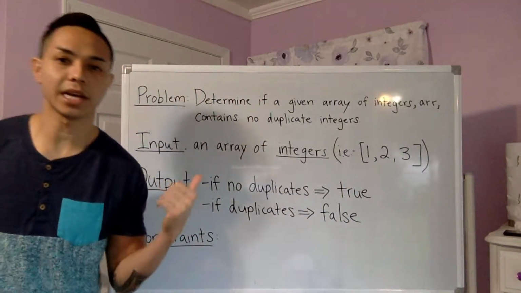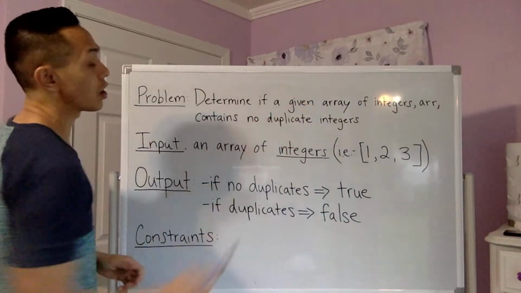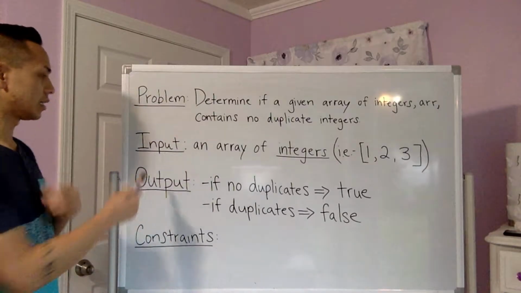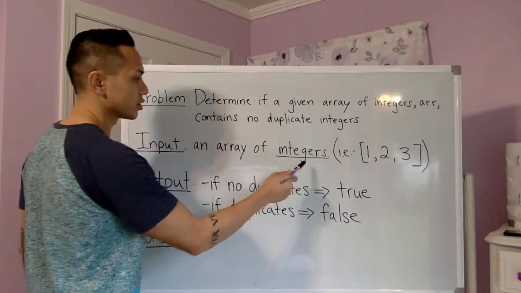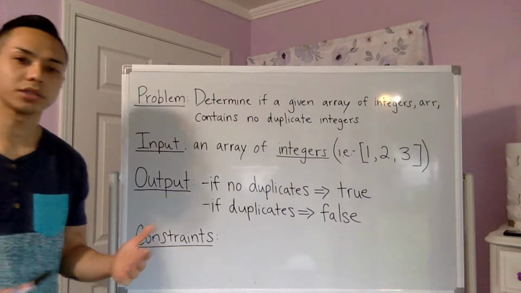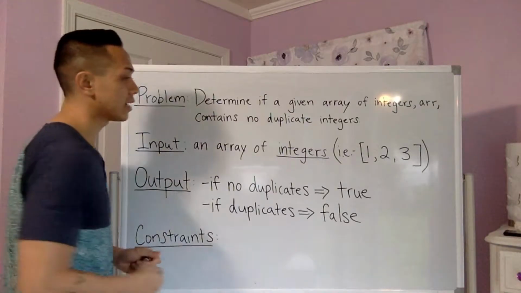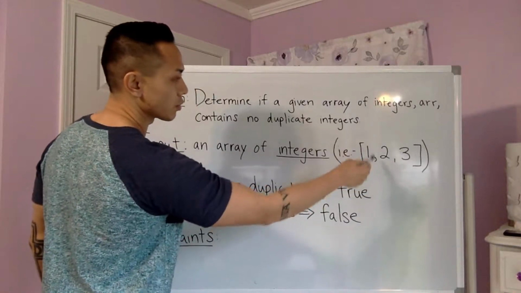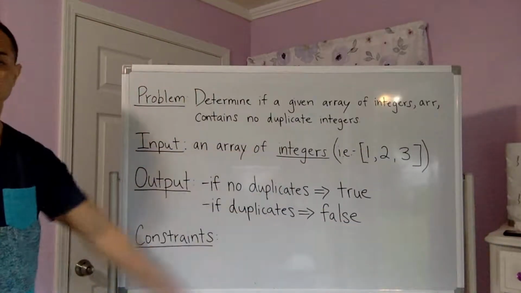So our problem today is we need to determine if a given array of integers, ARR, contains no duplicate integers. And so the expected input for this particular problem is going to be an array of integers. Integers meaning whole numbers, so no fractions or floating numbers or anything like that. So there's an example here, 1, 2, and 3. So 3 items in that array, all whole numbers, all integers.